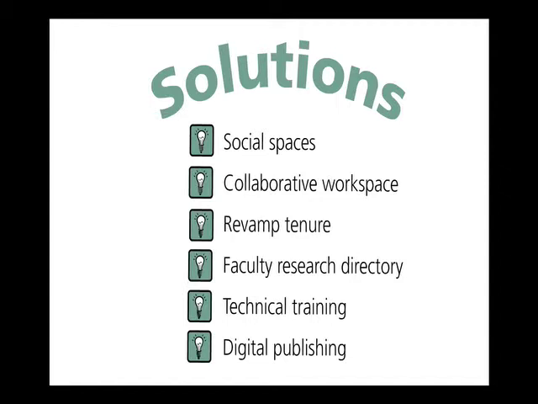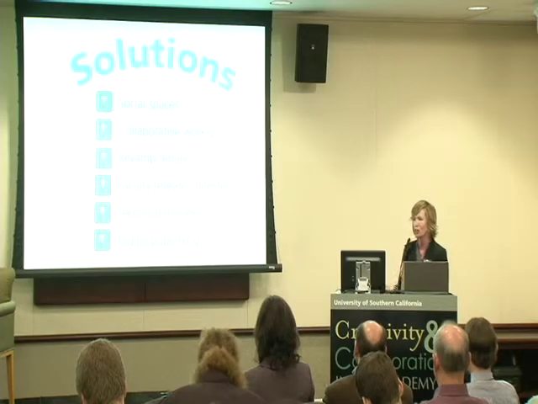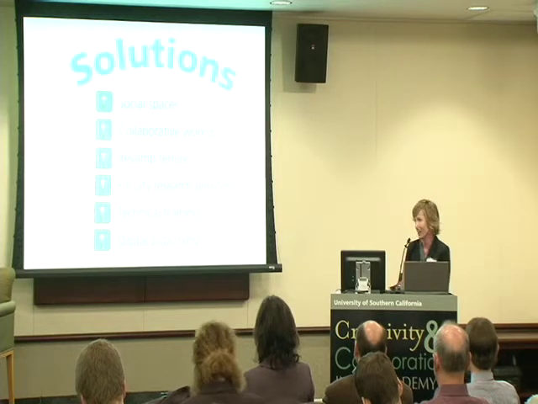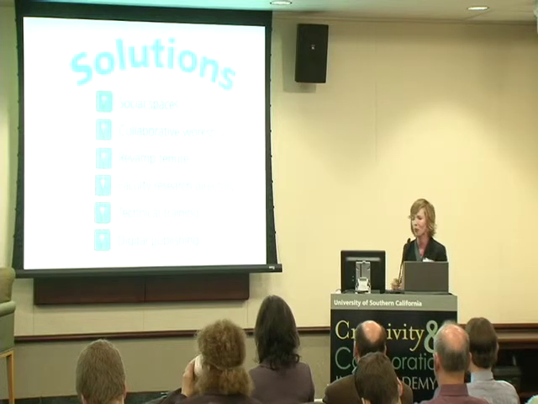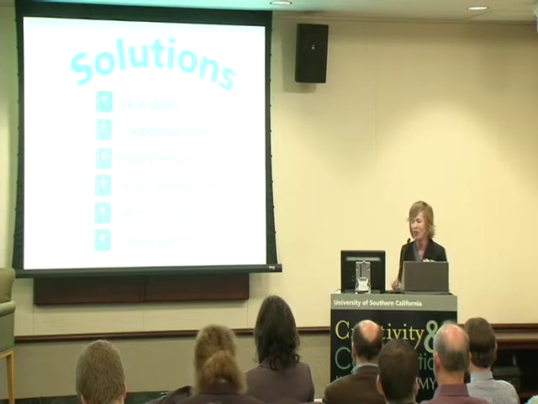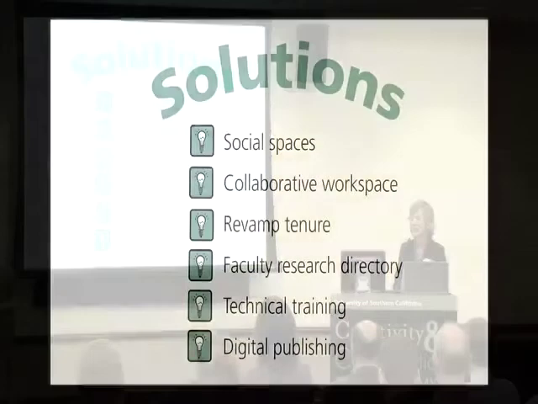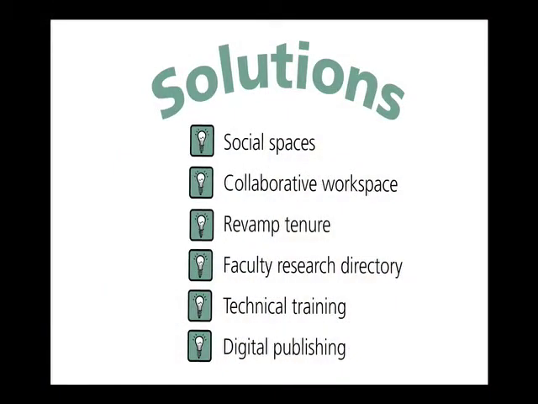They talked about revamping tenure guidelines. Many people suggested different options for creating a searchable faculty research directory. I know this is definitely a personal issue of mine. It's hard for me to find the people at USC who are doing the kind of research that I need to collaborate with. So they can be right under my nose, but it's very hard to find them. It's often through happenstance. Technical training is essential if we really want faculty to use these amazing new digital tools. You need to train people. And a few people suggested that USC actually take the lead in developing new digital publishing tools, not just waiting for the journals to do it, but actually making it a university effort.